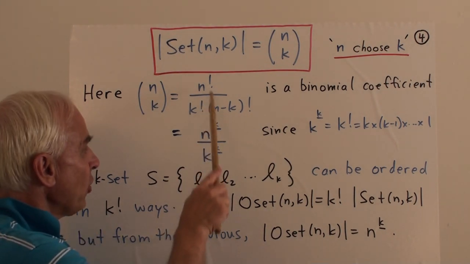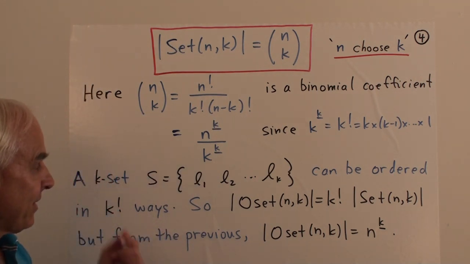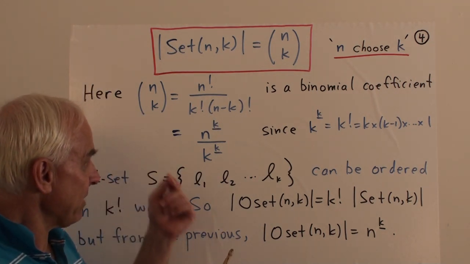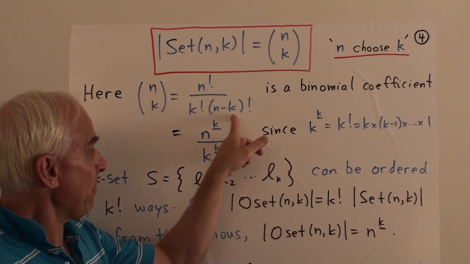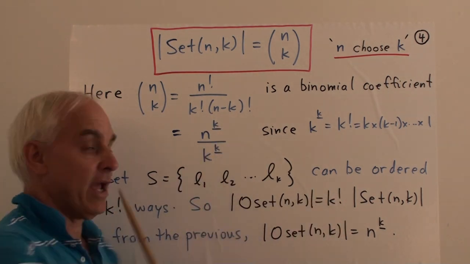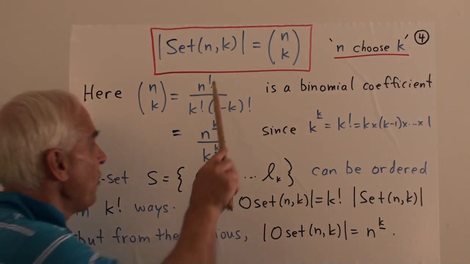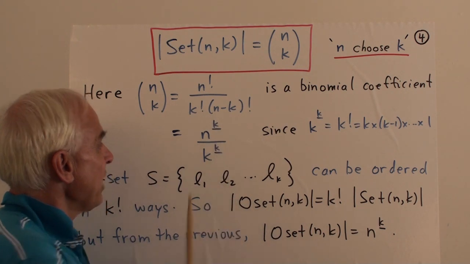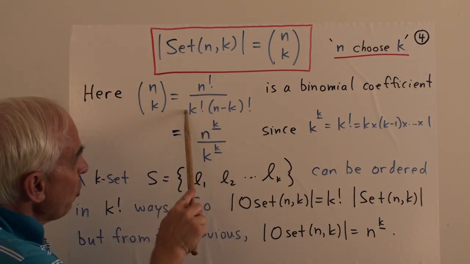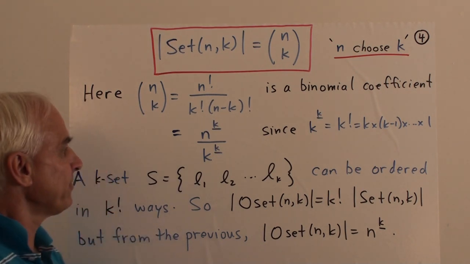The n factorial over n minus k factorial. That's what you get when you have n times n minus 1 all the way down to the one above that, which is n minus k plus 1. Well, that's exactly what we called n to the k falling in our previous slide. So this divided by this is n to the k falling, and then there's a k factorial, or a k to the k falling, in the denominator.